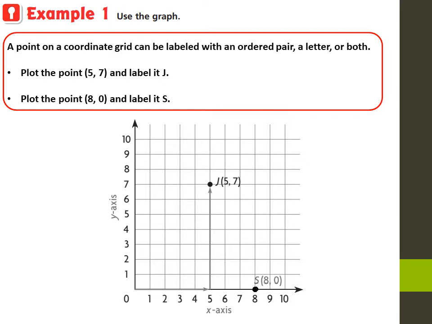Plot the point 8, 0 and label it S. From the origin, move right 8 units in this case and then up 0 units. Plot and label the point.